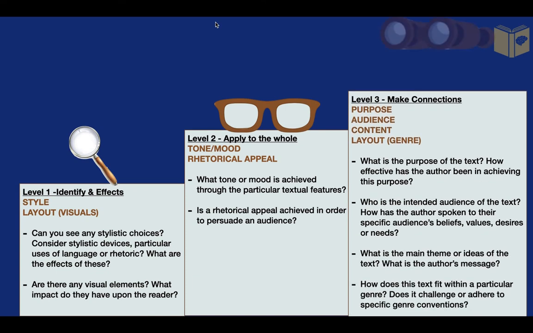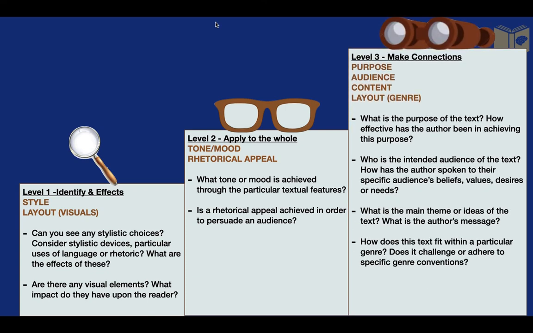Finally, at level 3, we can consider the purpose, audience, content, and genre. What is the purpose, and how have these choices achieved this purpose or not? Who is the intended audience, and in what ways have these choices been made to reach that audience? What is the theme or the author's message, and how has this been created? How does the text fit into a genre or challenge it? These are all connections we can make in level 3.